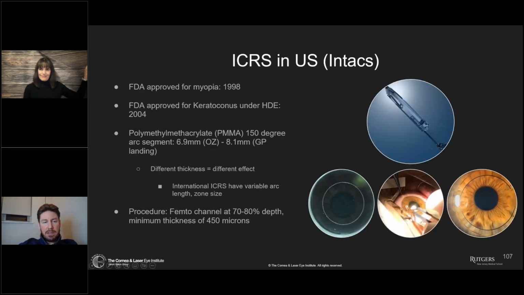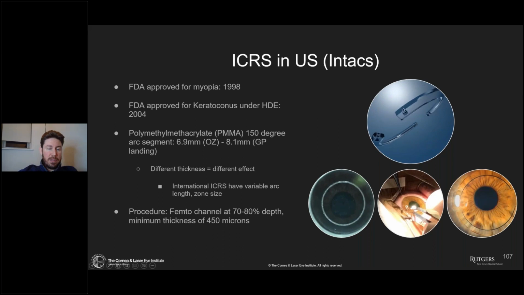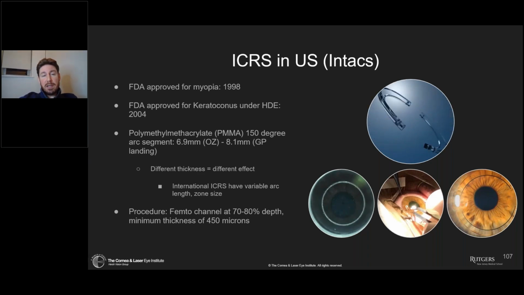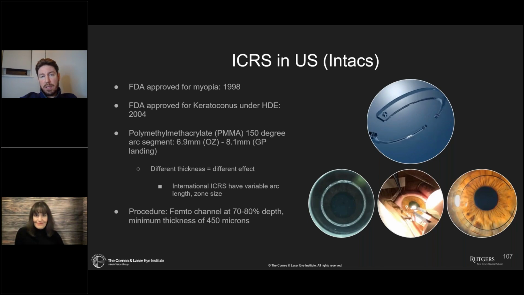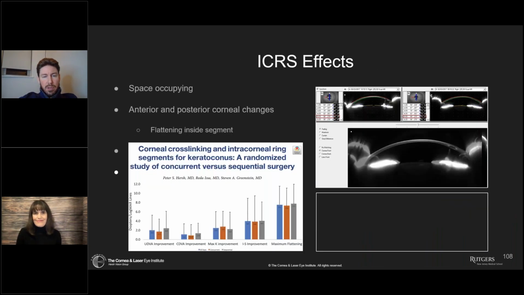Intacts I'll rip through because we know what they are. They're polymethyl methacrylate arc segments that we implant into the cornea. They are placed at about an 80% depth in the cornea. These were originally approved for the treatment of myopia, and were approved under humanitarian device exemption in 2004 for use in keratoconus. So when we do this, this is a space occupying implant.